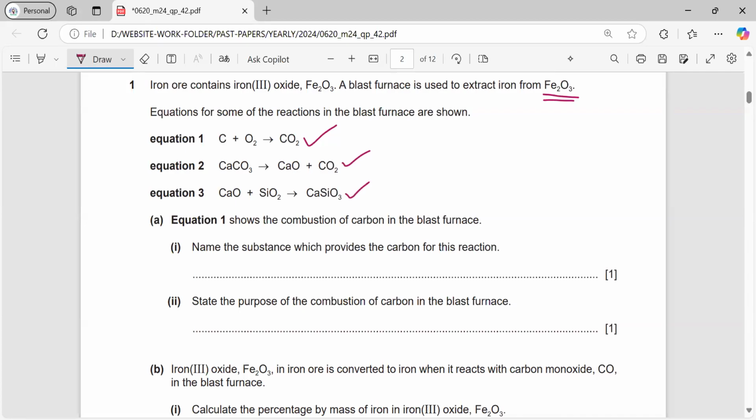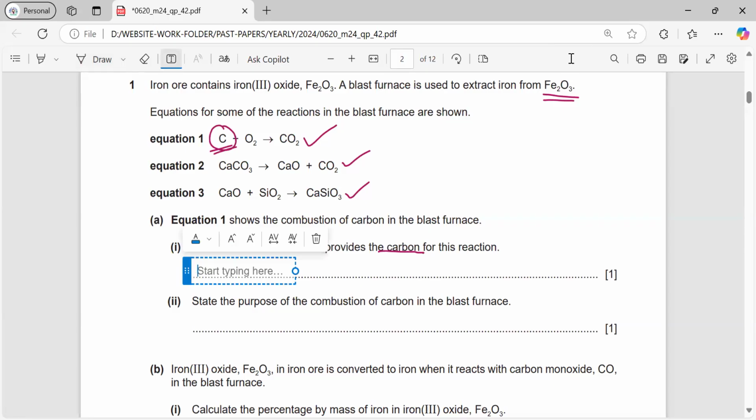Question is, equation 1 shows the combustion of carbon in the blast furnace. Name the substance which provides the carbon for this reaction. In equation 1, you can see that the carbon is reacting with oxygen. It is burning in oxygen. So which substance provides this carbon in the blast furnace? The substance is called coke. So we add coke in the blast furnace as a raw material and it provides carbon for the reaction.